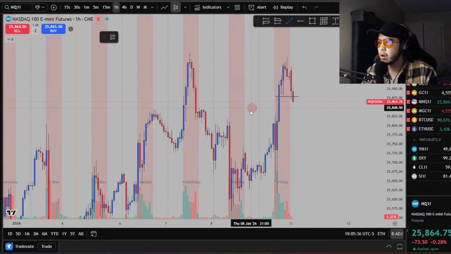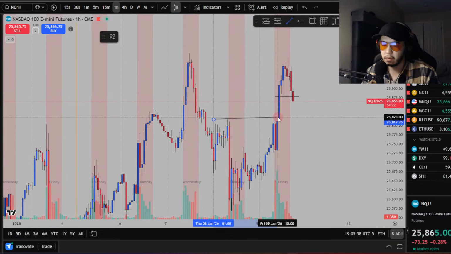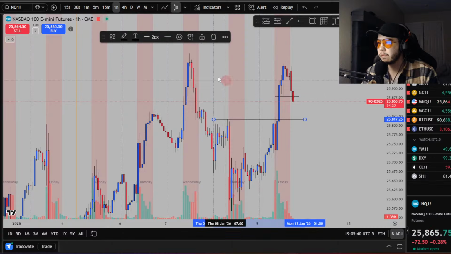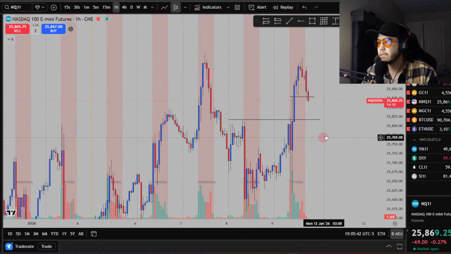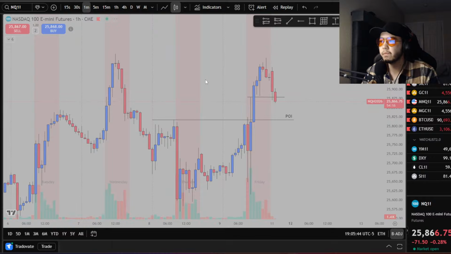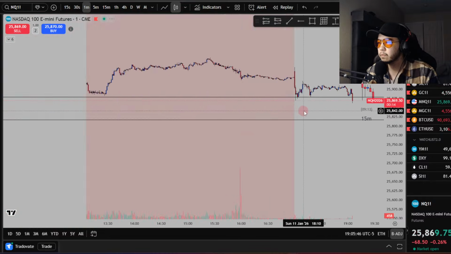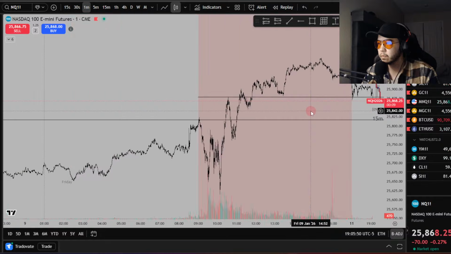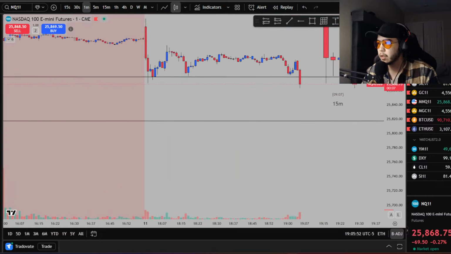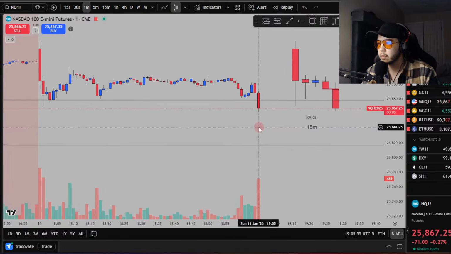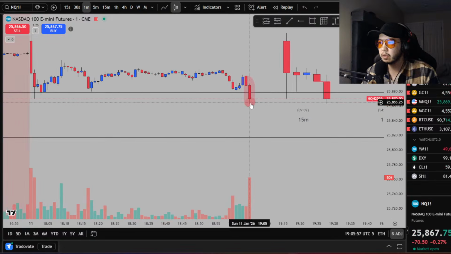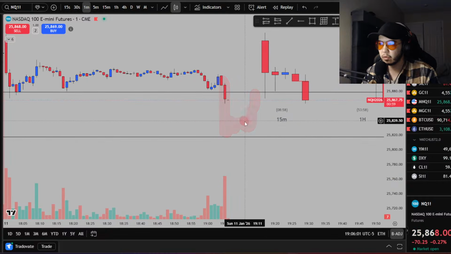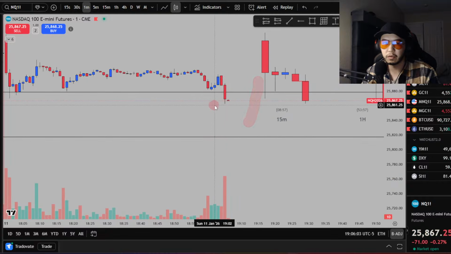So our next obvious area would be here. And that would be the next obvious area. But if we close through it very strong, then instead of looking for longs, I'm probably gonna start looking for shorts.